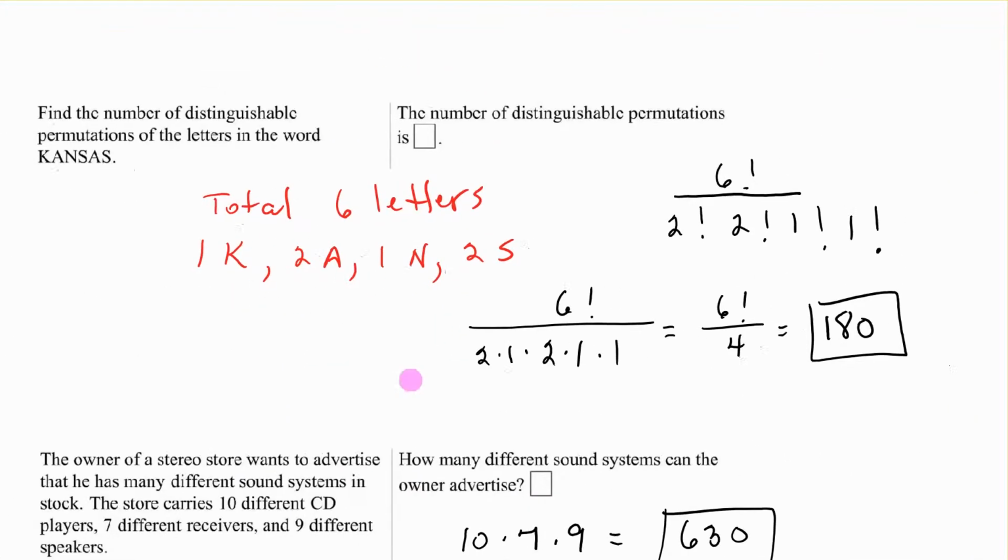Okay. Find the number of distinguishable permutations of the letters in the word Kansas. All right, so we have a total of 6 letters. We have 1 K, 2 A's, 1 N, 2 S's. So 6 factorial over these numbers we just called out, factorial, and that is 180. Okay.